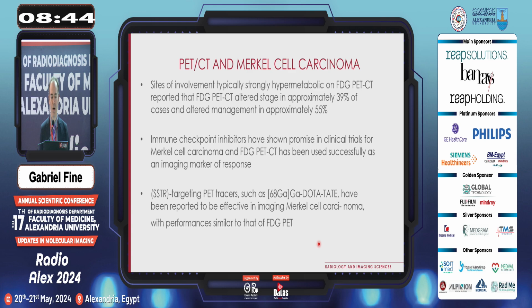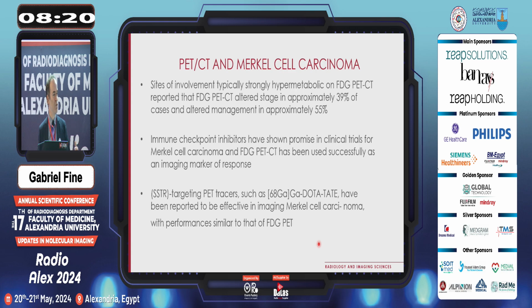Sites of involvement are typically strongly hypermetabolic, so we can oftentimes really detect where it is, and it can alter the stage, FDG PET-CT, in a very, very large number of these patients. Immune checkpoint inhibitors have shown promise in clinical trials for Merkel cell, and FDG PET-CT has been used successfully as an imaging marker of response.